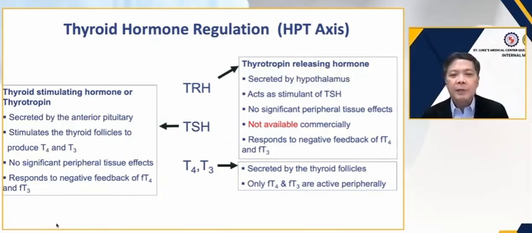TSH, on the other hand, otherwise known as thyrotropin, is secreted by the anterior pituitary and stimulates thyroid follicular cells to produce T4 and T3. No significant peripheral tissue effects, at least clinically, and it also responds to negative feedback by FT4 and FT3. T4 and T3 from the thyroid follicles are secreted, and only the free T4 and free T3 are biologically active peripherally. We'll talk about these in a bit.